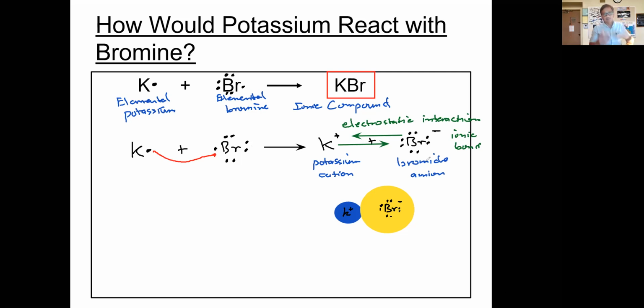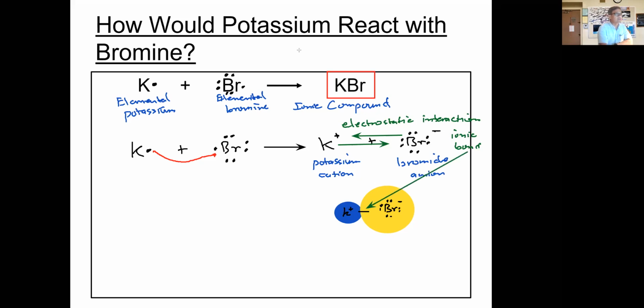But let's imagine that. So we have that, and then they come together, and then they form this interaction here. That bond that holds them together, that ties them together, and we can imagine that bond right there. That bond that holds them together, that is your ionic bond. That's the ionic bond. That's the electrostatic interaction that we've been talking about.